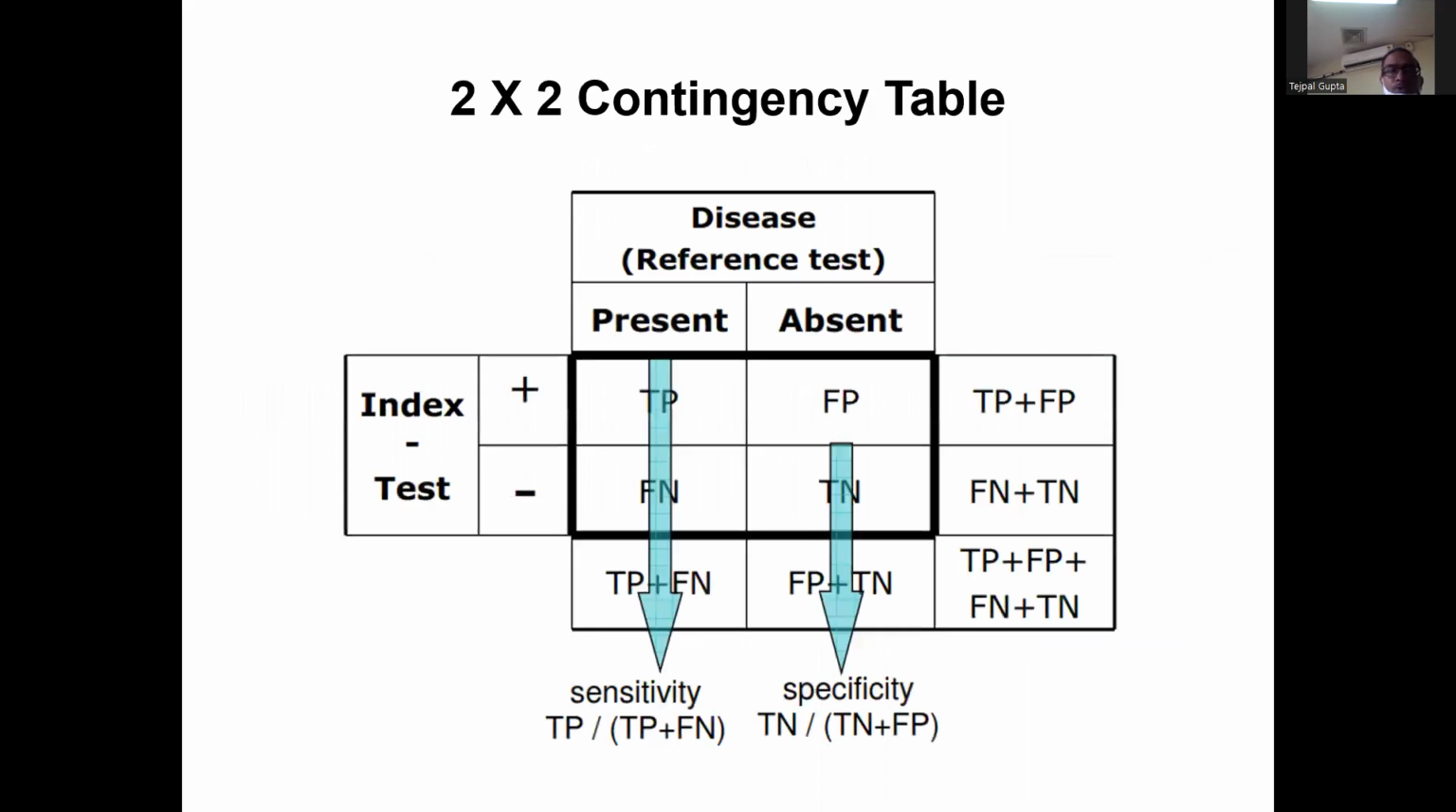So this is what a 2x2 contingency table would look like. Whether disease is present or absent, and whether the index test is positive or negative. Sensitivity, again, we recap: true positive divided by true positive plus false negative, whereas specificity is true negative divided by true negative plus false positive. So this is the most important part of doing a DTA meta-analysis, that you have to have your 2x2 contingency table quite nicely tabulated.